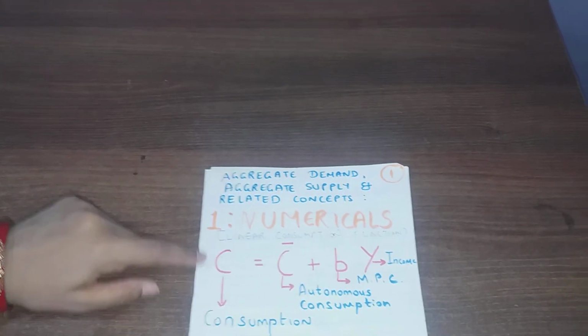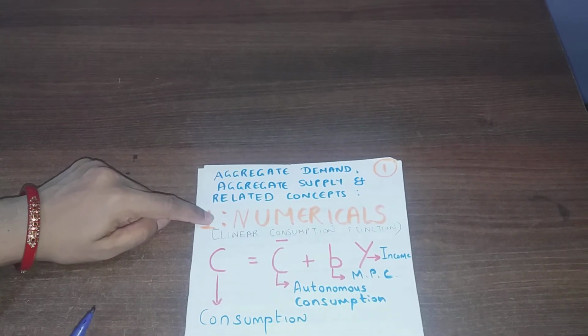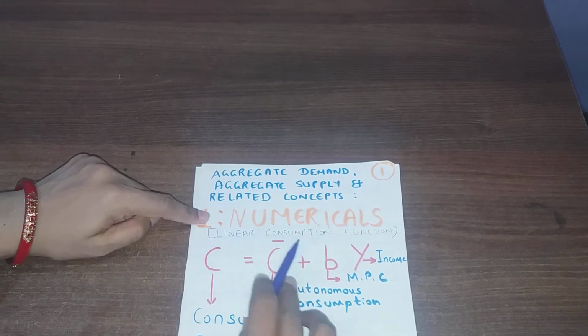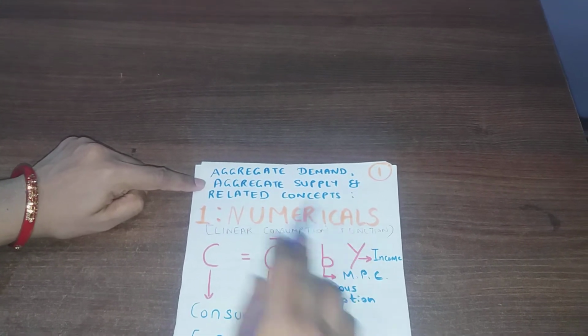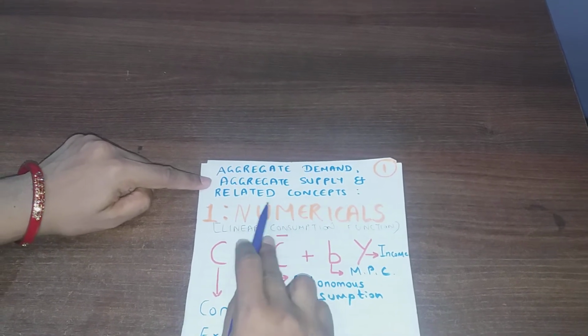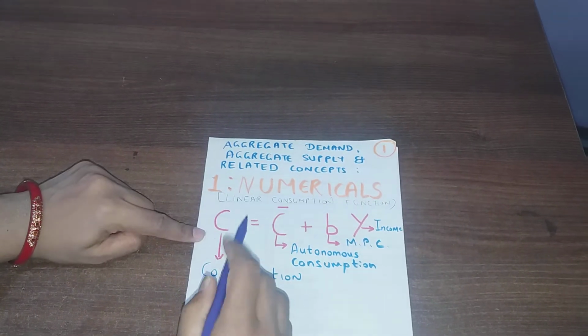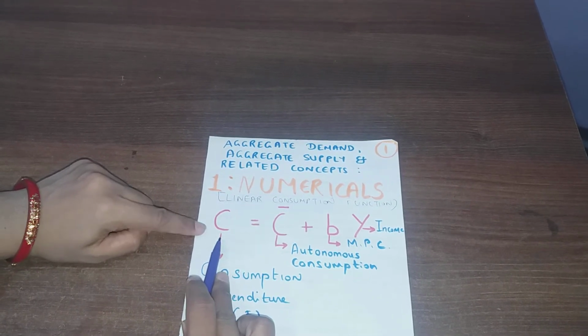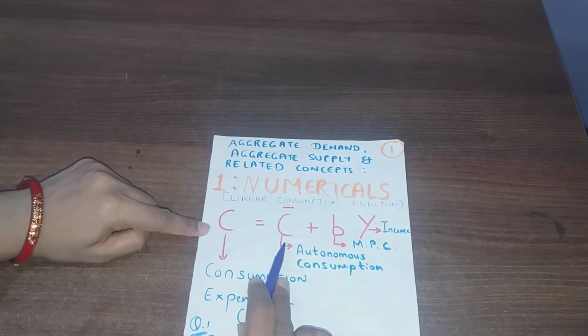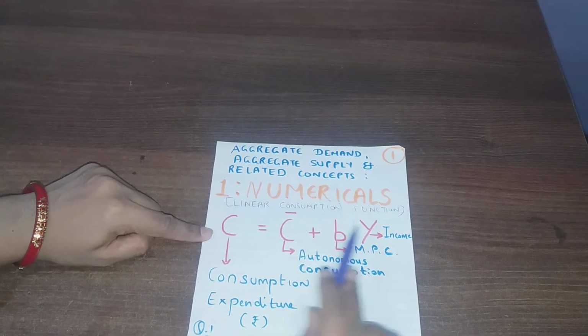Let us begin with numericals based on an equation, the linear consumption function. We are continuing Unit 3, Lesson 1, Aggregate Demand, Aggregate Supply and related concepts. So the equation goes this way. The linear consumption function equation gives us C is equal to C bar plus BY.